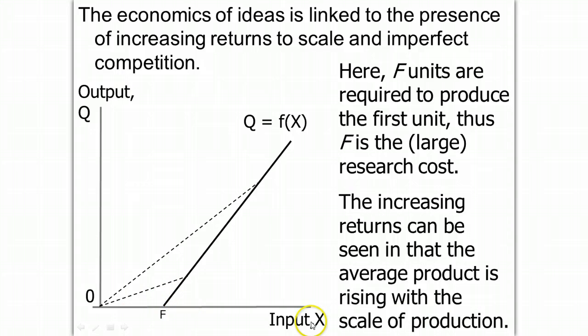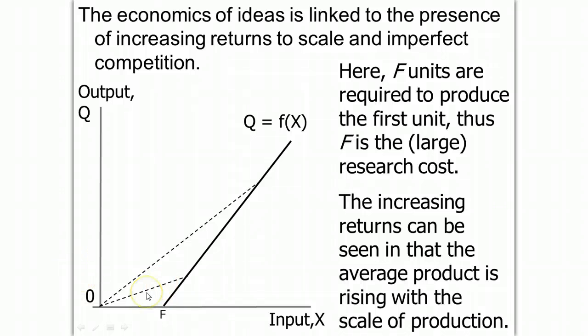Average product is output divided by input. What is the average output for every unit of input? So it's output divided by input. So if you look at this line here, the slope of a line is the rise over the run. You take the lower line here, starts at the origin and goes to this point in the production function. The rise is the level of output. What is the run? When it starts at the origin and goes out as far as this point here, that is the amount of input. So this represents a point in the production function, this point here, and the slope of this line represents average product, the rise divided by the run.